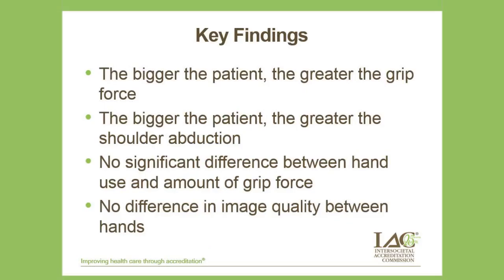The key findings were that the bigger the patient, the greater the grip force. Makes sense. The bigger the patient, the greater the shoulder abduction. And if you think about it, yep, that makes sense too. So we're stretching out more. But there was no significant difference between hand use and the amount of grip force. So it didn't matter if you were a right or a left-handed scanner. The bigger the patient, the greater the grip force.